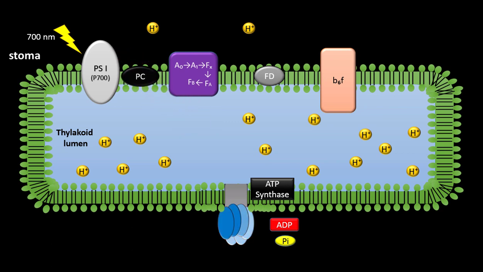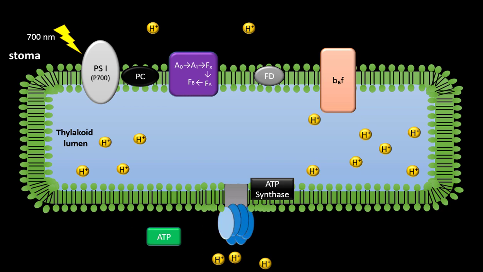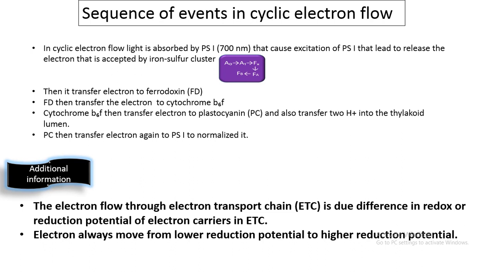So now the H plus ion concentration is increased inside the thylakoid lumen. So the H plus ion gets pumped out down its concentration gradient into the stroma by the ATP synthase, and that causes formation of ATP from ADP and Pi. All the points that I described in my previous slide are written here. You can pause the video and make your own notes.